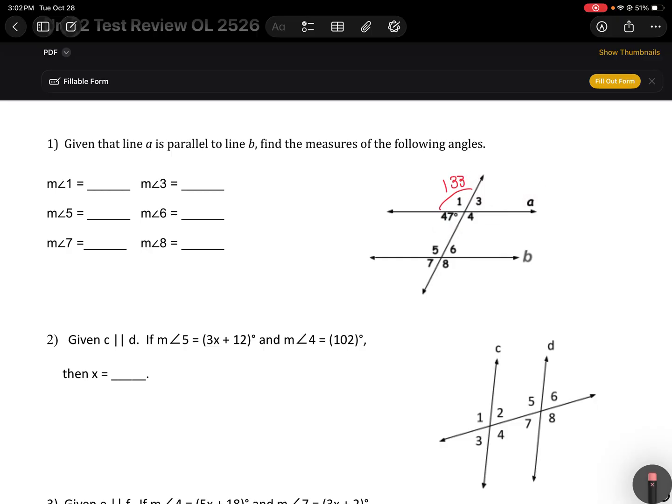And then we can repeat that same process of creating straight lines and supplementary angles. So this would be 47, and then this would be 133 as well. And then they do tell us that A is parallel to B. So this line is parallel to this line, and that will tell me that all of these angles are corresponding.